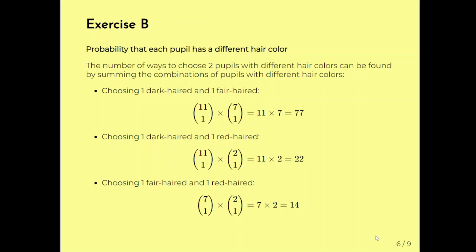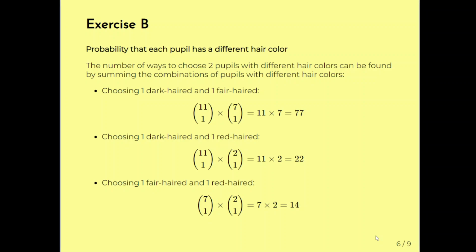Okay, so 1 dark-haired and 1 fair-haired. We have 11 dark-haired students and we want to pick 1. So 11 choose 1 is actually just 11. And from 7 fair-haired students, we choose 1, so there are 7 ways of doing that. So 11 times 7 is 77. There are 77 ways we can pick 1 dark-haired student and 1 fair-haired student.